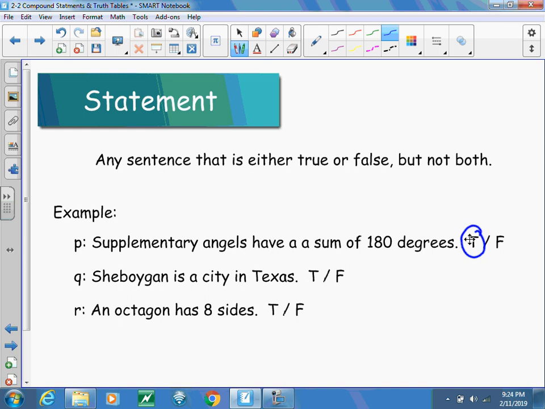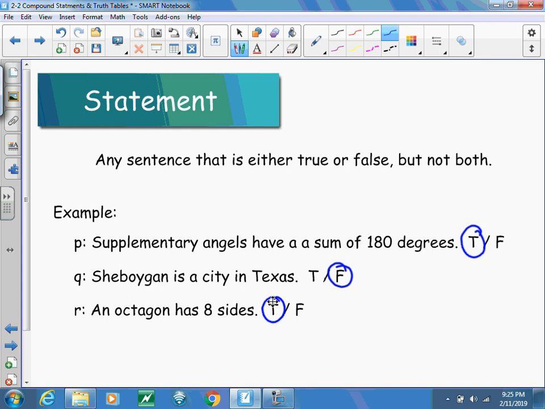Next, statement Q that I have: Sheboygan is a city in Texas. That is false. The fact that it is false and not true means that it's still a statement. Then, an octagon has 8 sides. That statement right there is a true statement.